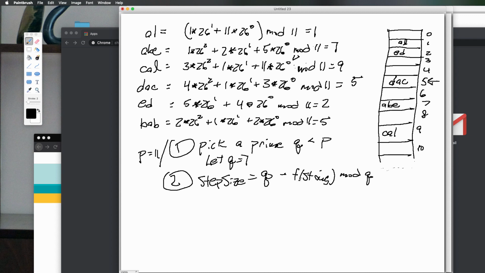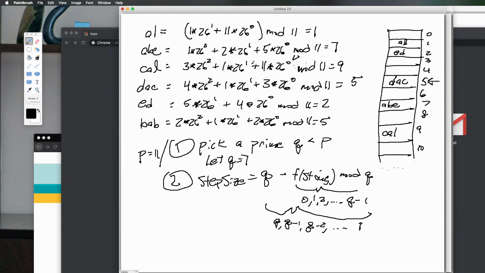First of all, you realize over here, f of the string mod Q is going to give me some number that's either 0, 1, 2, all the way up to Q minus 1. Okay? And then when I go Q minus this, I'm going to get either Q minus 1, Q minus 2, down to 1. And that's my new step size right over there.